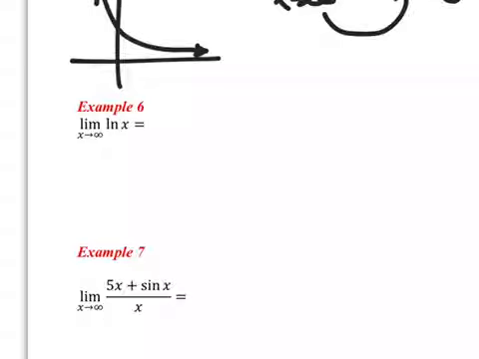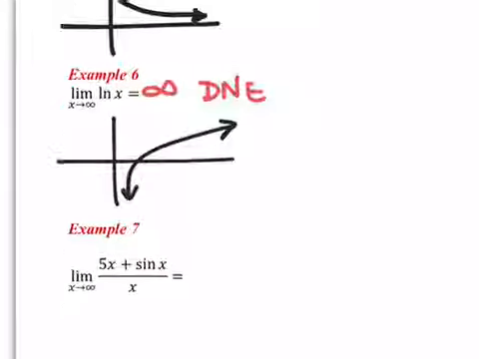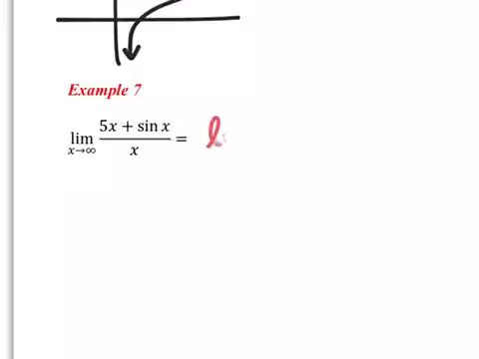Natural log of x, we're going to again look at the graph here. Natural log does this. And it's tempting to think that there is a horizontal asymptote, but there isn't. So this will be infinity, and therefore does not exist. And here's an interesting example. What I would do in this example to evaluate this limit is I would use properties of limits and split it up.